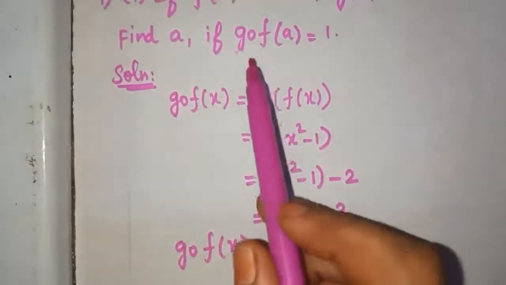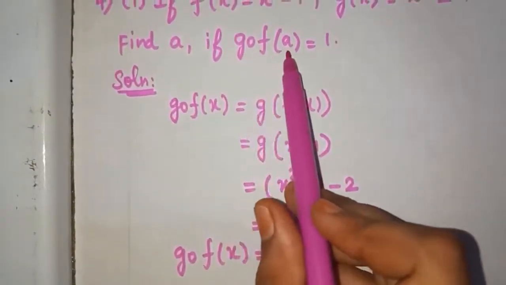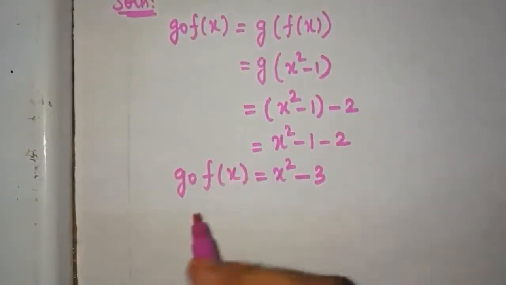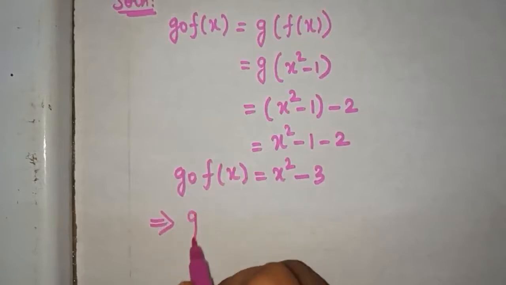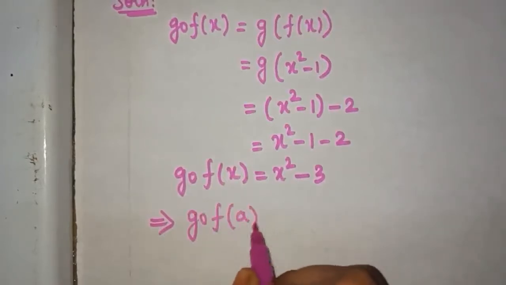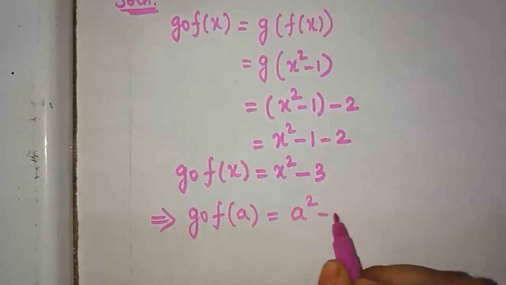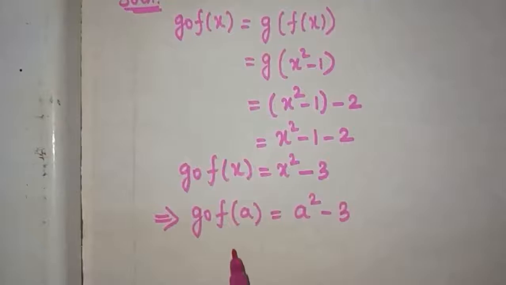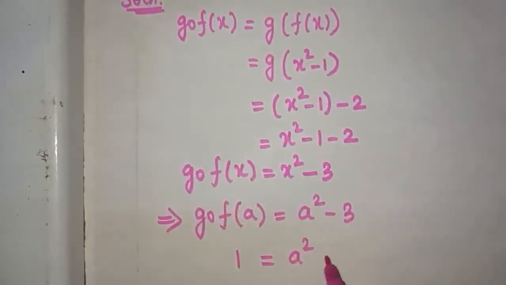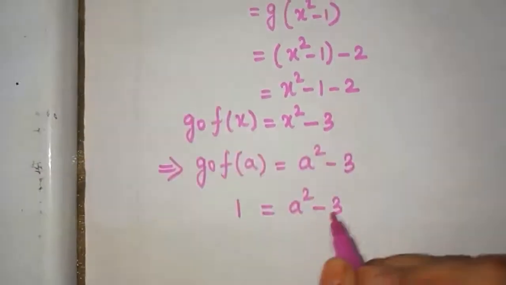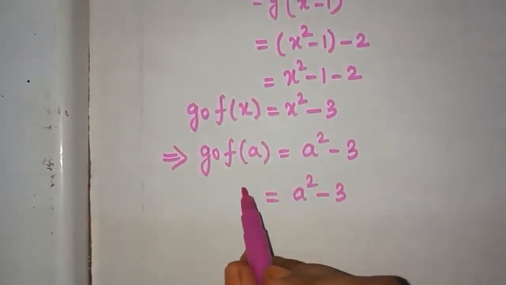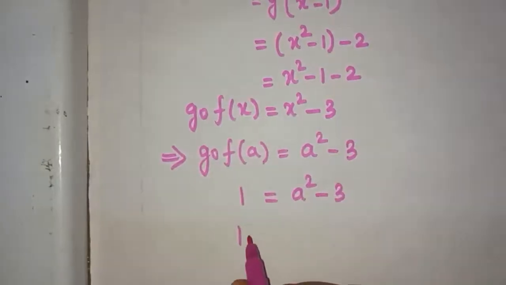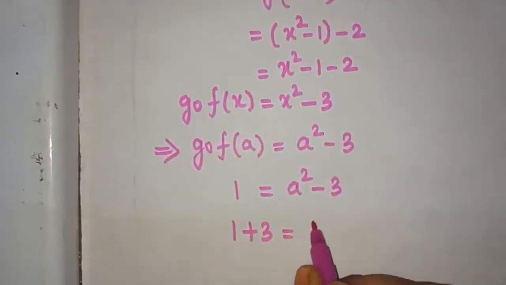But in this question, they gave the value of g composite f of a is equal to 1. So we are going to convert the term x into a, which implies g composite f of a is equal to a square minus 3. This value is given in the question as 1. So 1 is equal to a square minus 3. So you are taking the constant term to the left hand side. So 1 minus 3, if you are taking to this side, means plus 3 is equal to a square.